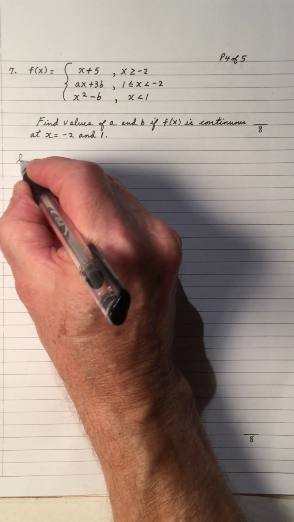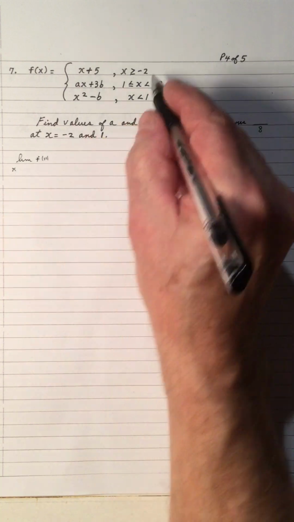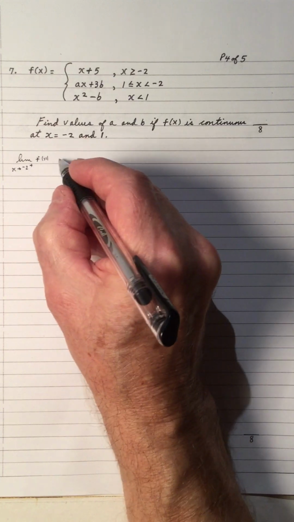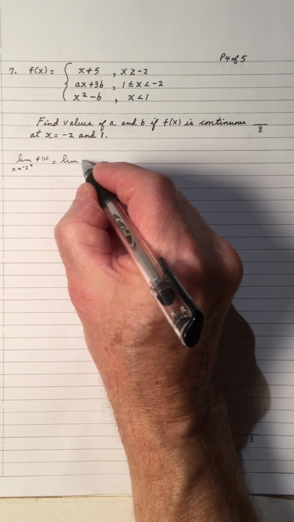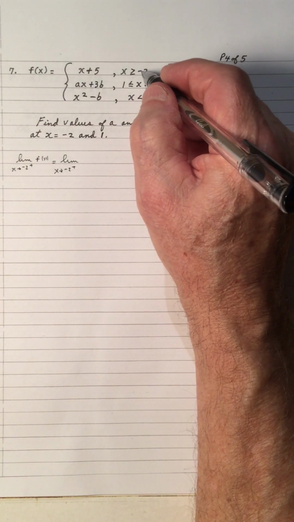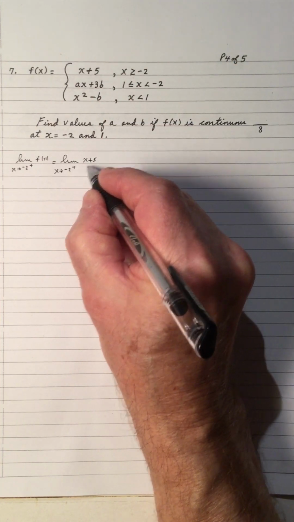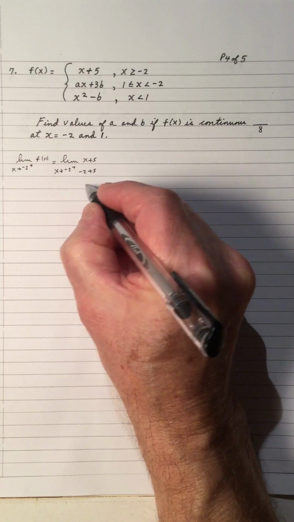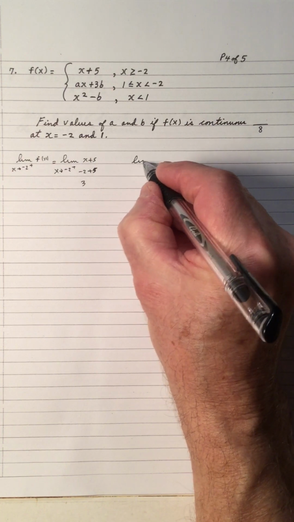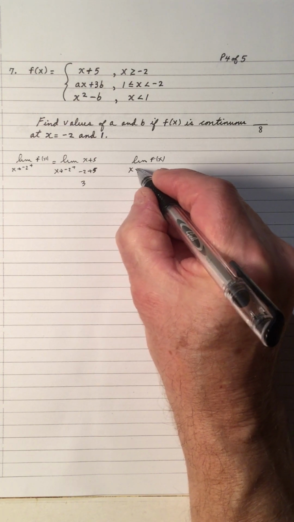So let's look at the limit of f of x as x approaches negative 2 on the right side. The right side of negative 2 is greater than, so that's x plus 5. So negative 2 plus 5 is 3. And now we have to look at the limit of f of x as x approaches negative 2 on the left side.